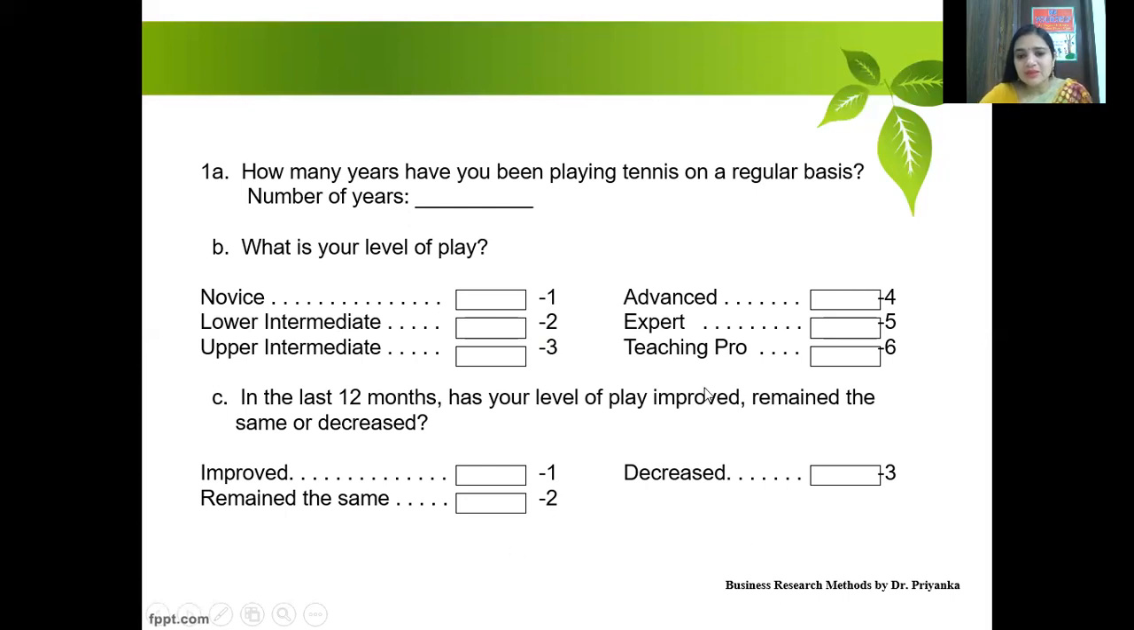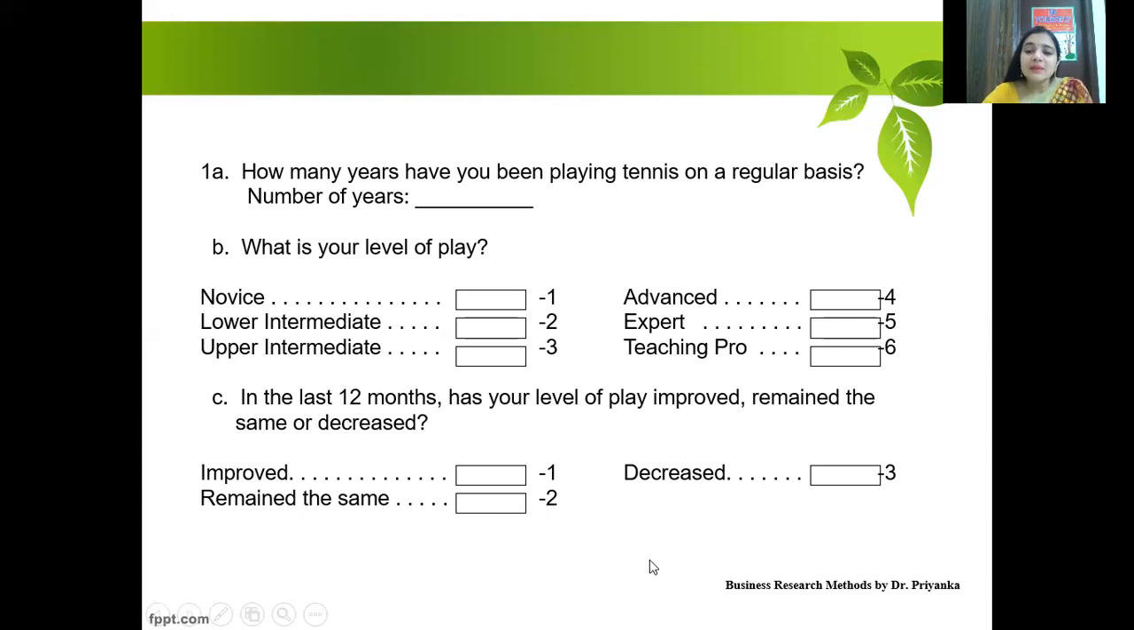For example, here you see: in the last 12 months, has your level of play improved, remained the same, or decreased? Improved means 1, remained the same means 2, and decreased means 3. You can even code it as improved means 1, remained the same means 0, and decreased means -1. Or you can code it as decreased means 1, remained the same means 2, and improved means 3.